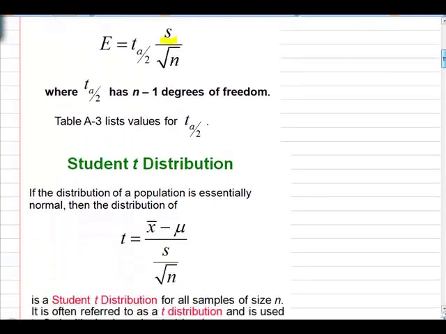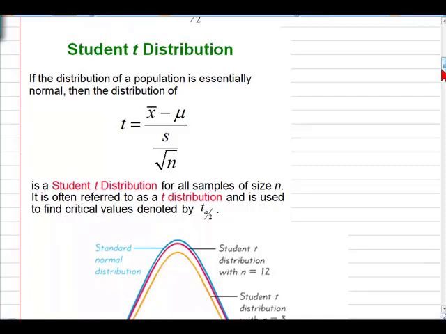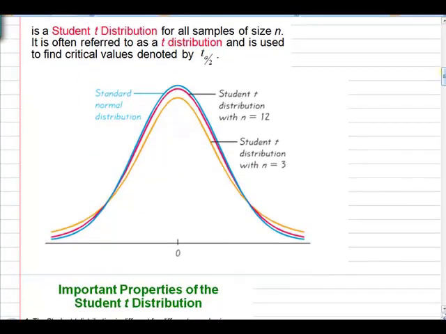Now let's talk about what a student t distribution is. If the distribution of a population is essentially normal, then the distribution of this variable is a student t distribution for all samples of size n. It's often referred to as a t distribution and is used to find critical values denoted by t sub alpha over 2. In this picture here, we can see a standard normal distribution. That's the blue curve. Everybody see the blue curve that I'm tracing out here?